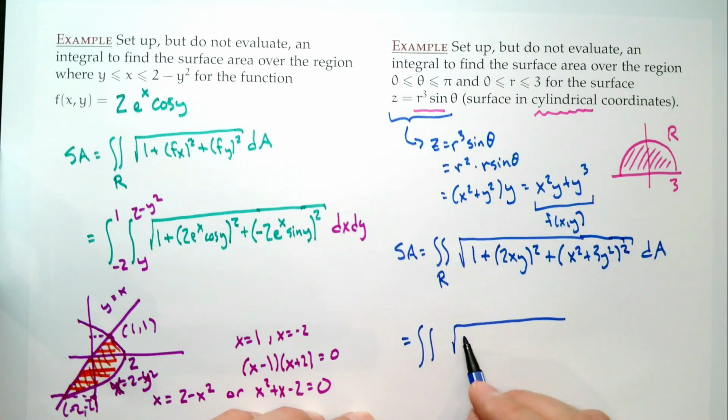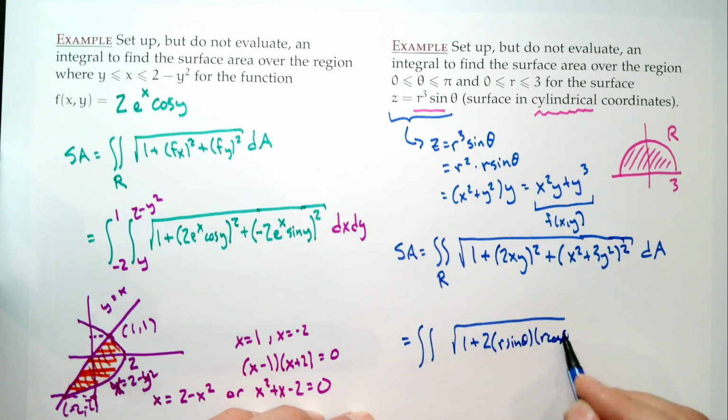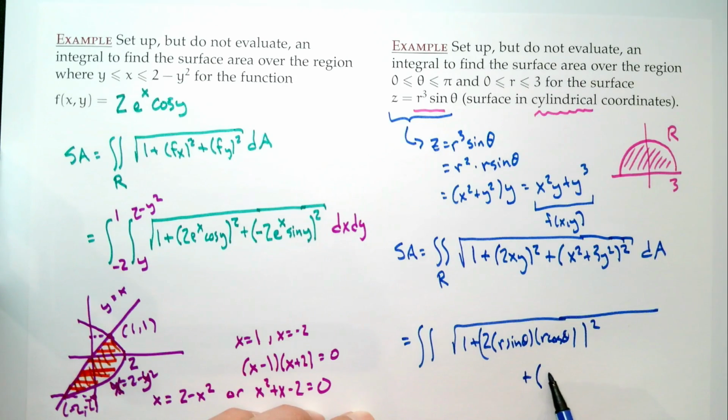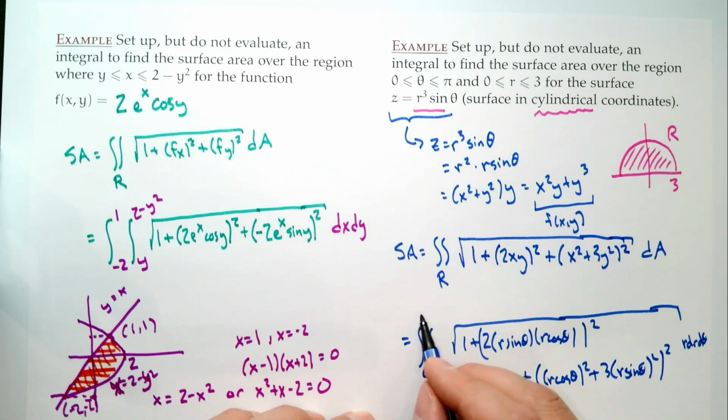So square root of 1 plus 2 r sine theta times r cosine theta, squared, plus, because I'm running out of space, I'll write it below, r cosine theta squared plus 3 r sine theta squared, squared. And then the dA is r dr d theta. Theta goes from 0 to pi. R goes from 0 to 3. And that will find it for us.